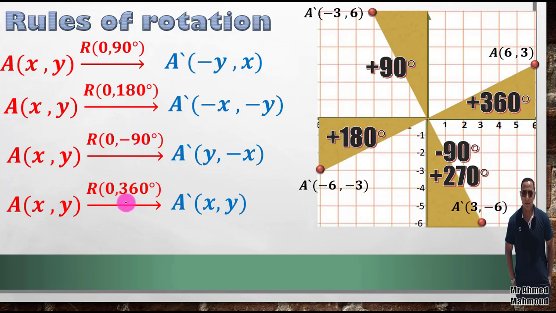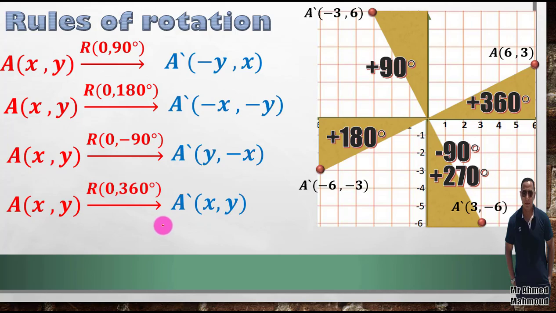Okay, 90: x and y becomes negative y and x. You will switch the position of x and y and change the sign of y. 180, you will change the sign only without switching the numbers. Negative 90 becomes y and negative x, so you will switch the position and change the sign of x. Finally, 360, you will write the coordinate without change.